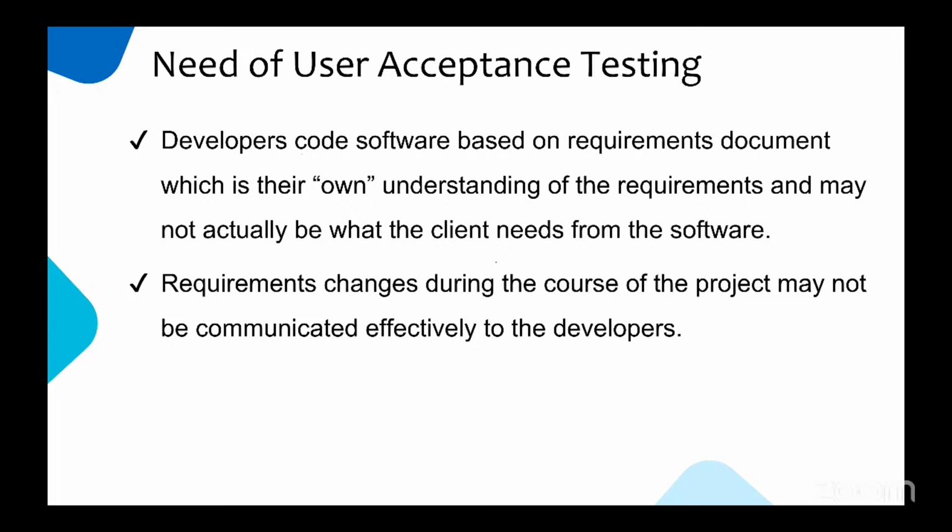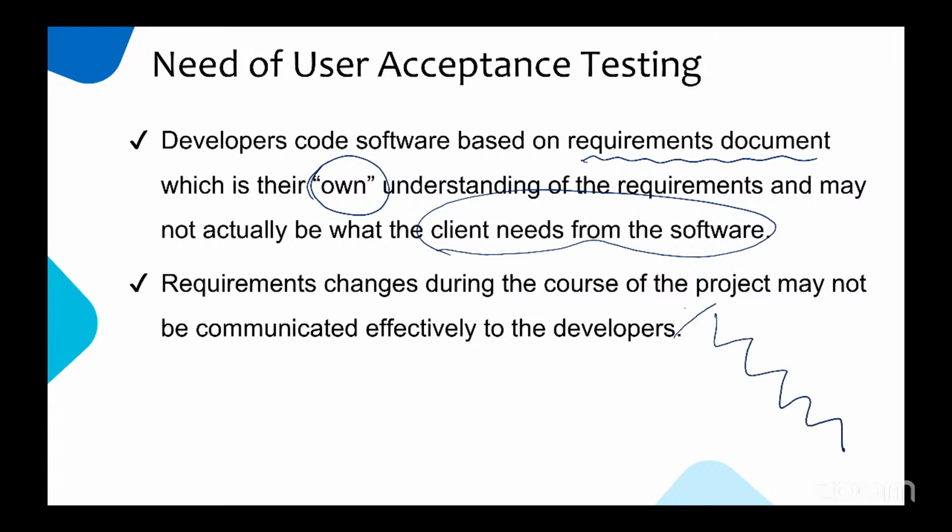Why we need UAT is very simple. The developers code software based on the requirement document. They have their own understanding. Definitely, technical people's understanding will be different and may not actually be what the client needs from the software. This happens when you have a waterfall model: they gave the requirement, and our development team is working, the testing team is working. Now only who comes? The customer comes, UAT comes. So now they know this is not the one we gave you for development. So this was the problem.